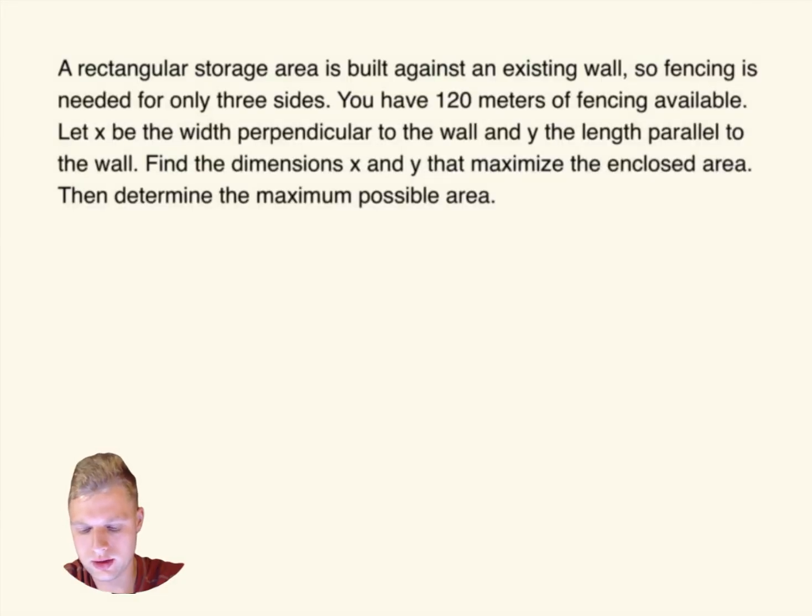A rectangular storage area is built against an existing wall, so fencing is needed for only 3 sides. You have 120 meters of fencing available. Let x be the width perpendicular to the wall and y be the length parallel to the wall. Find the dimensions x and y that maximize the enclosed area. Then determine the maximum possible area.